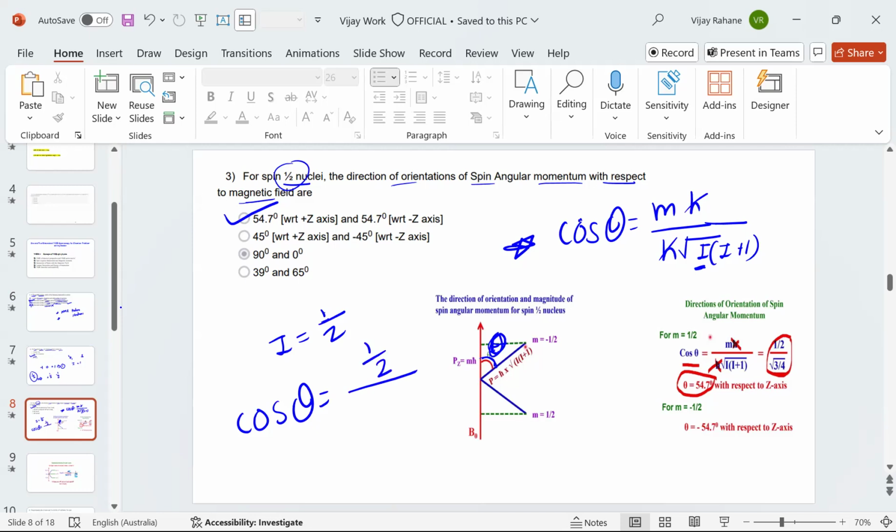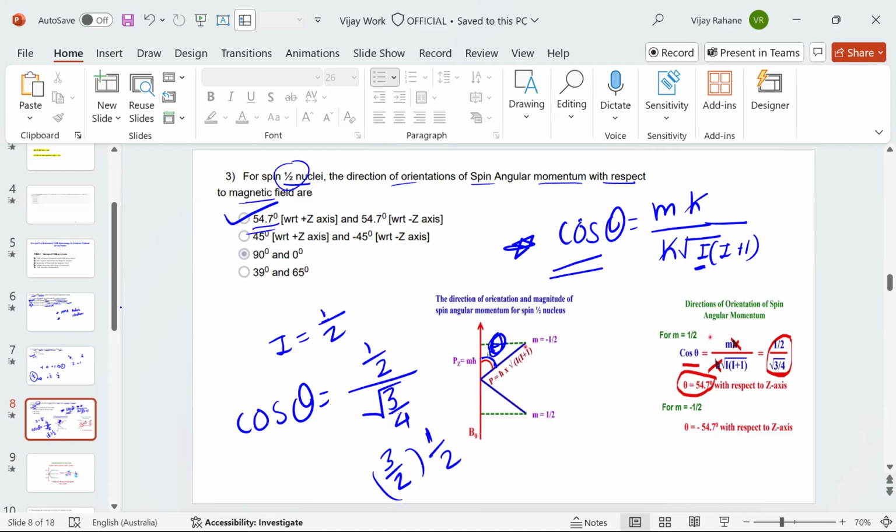In this case m will be 1/2, and for the I in bracket I plus 1, it is 1/2 plus 1, so it will be 3/2, right? And again here we need to multiply this by I, which here is 1/2. So overall it will be 3/2 into root 3/4. If you calculate this, you will get the answer 54.7. So in this case it is just the formula that we have to take.